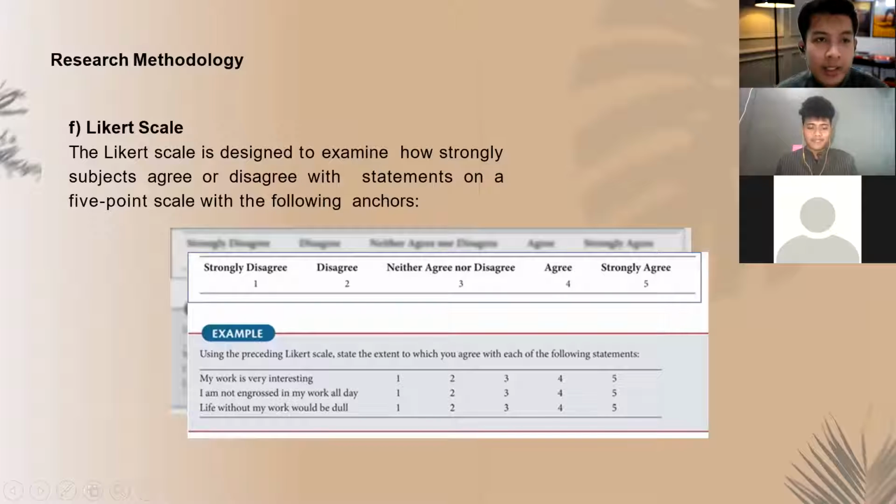Okay, the next is the Likert scale. The Likert scale is designed to examine how strongly subjects agree or disagree with statements on a 5-point scale with the following anchors. First, strongly disagree is 1. Second, disagree is 2. Neither agree nor disagree, or neutral, is 3. Agree is 4. And strongly agree is 5. For example, using the Likert scale, state the extent to which you agree with the following statements. From 1 to 5, we can make a statement, and we are either strongly disagree until strongly agree.